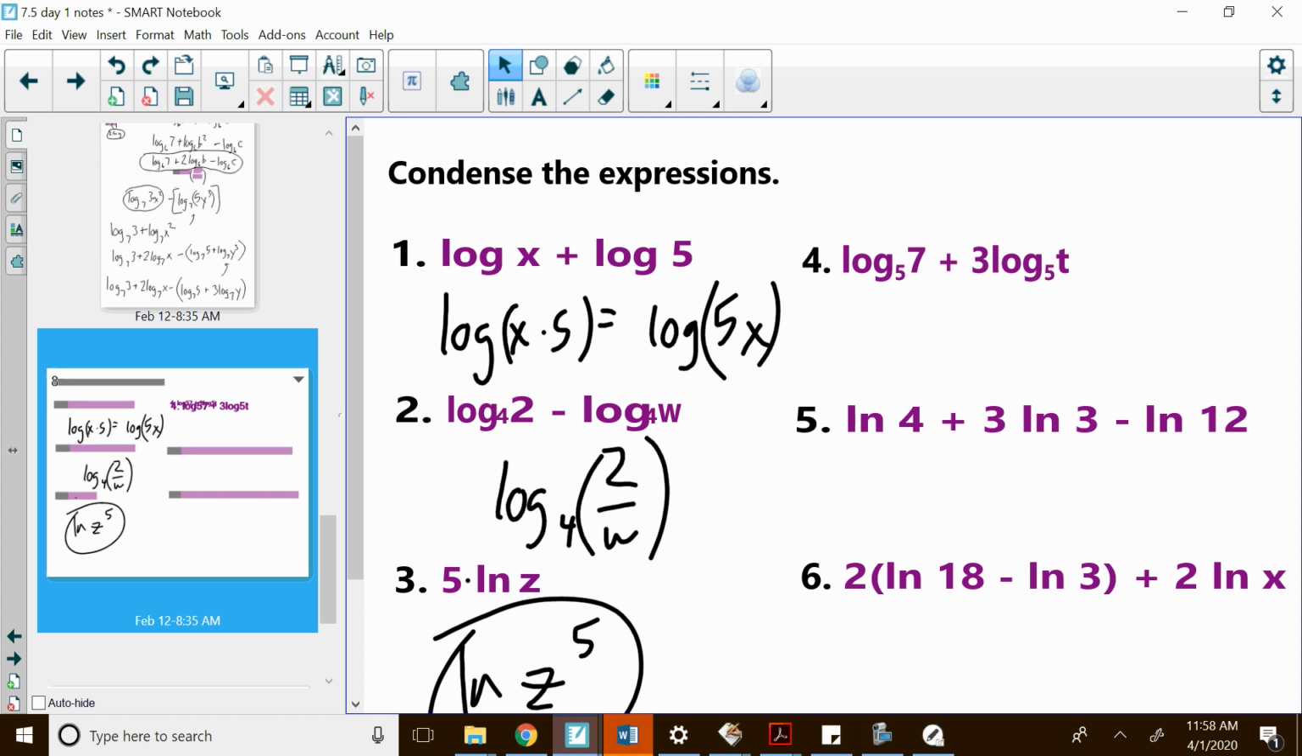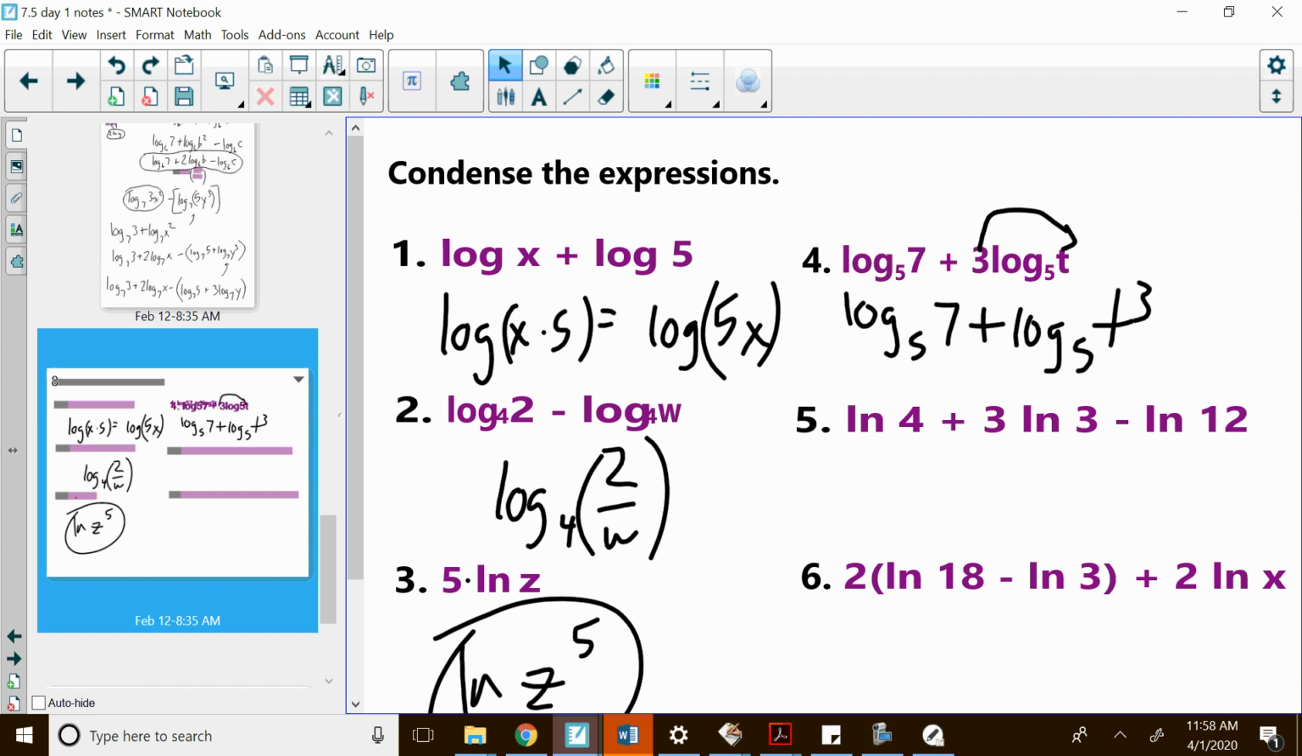Okay, now let's go to number 4. We got a couple things going on here. The log base 5 of 7 plus 3 log base 5 of t. First thing I'm going to do is use the power property to condense that. So I'm going to say that's the log base 5 of 7 plus the log base 5 of t cubed.